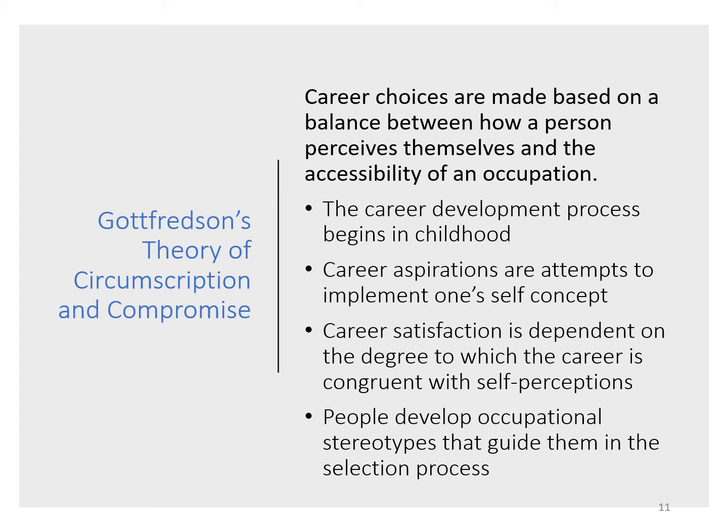Gottfredson's theory of circumscription and compromise proposes that people make career choices based on their self-concept, which is heavily influenced by their socioeconomic status, gender, and intelligence. In addition, people develop cognitive maps of occupations related to the occupation's perceived masculinity or femininity, prestige, and field of work. Career choices are made based on a balance between how a person perceives themselves and the accessibility of an occupation. This theory has four basic assumptions.